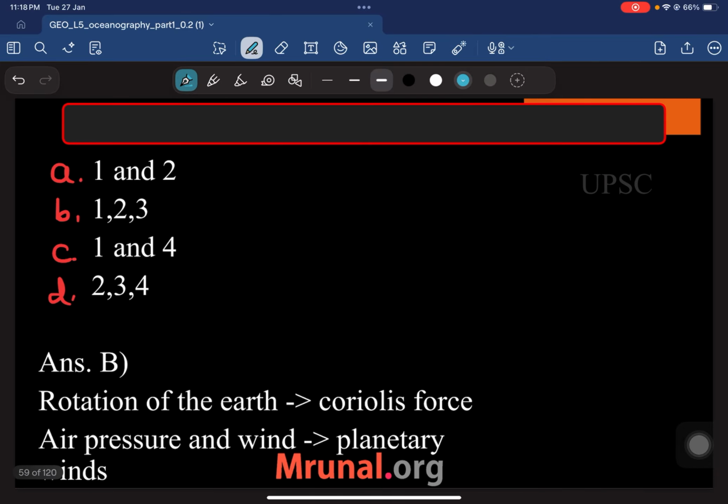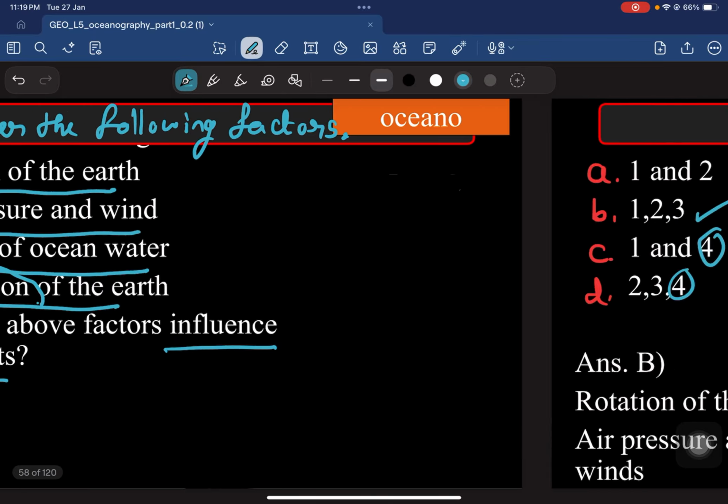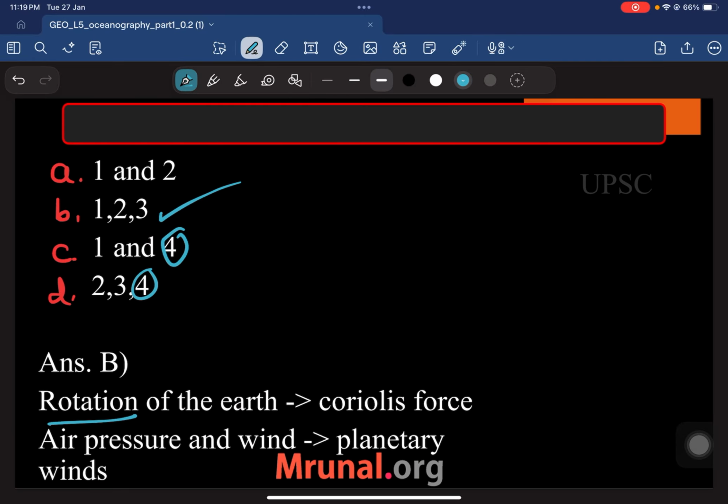The answer is B: 1, 2, 3, not the fourth one. The fourth one is wrong. Why? There is a difference between revolution and rotation. If the earth is rotating on itself, it is called rotation. If the earth is revolving around the sun, it is called revolution. Here rotation is a very important point for Coriolis force, and air pressure and wind are called planetary winds. We will discuss this later.